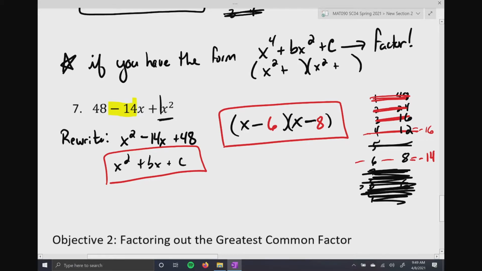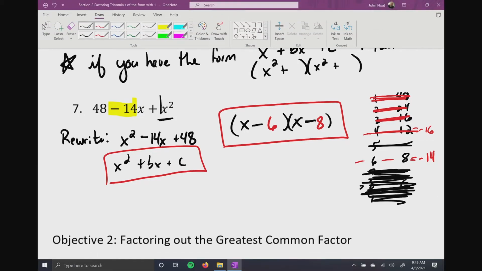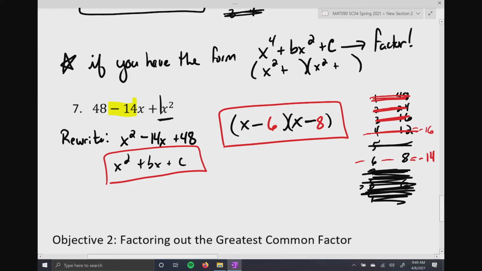Are there any questions? Amanda, how are we looking? Good? Amanda, could you read the very bottom of the screen where it says objective 2? What's it say? Factoring out the greatest common factor. So guess what kind of problems these are going to deal with? Oh, more greatest common factor. So let's look at these problems.